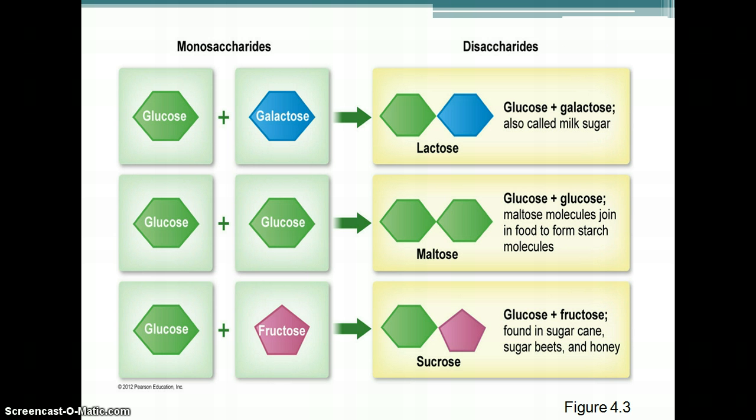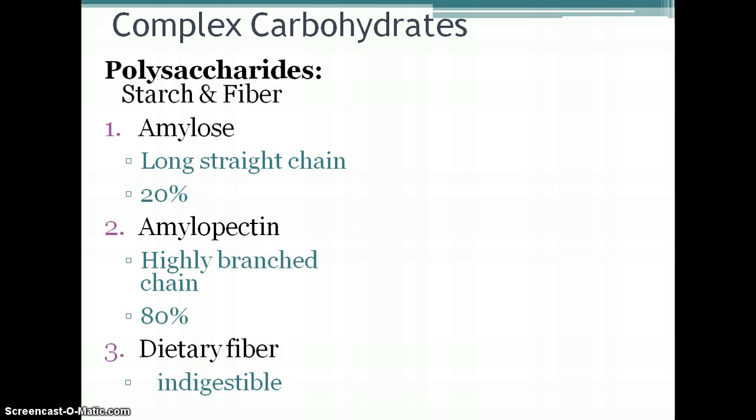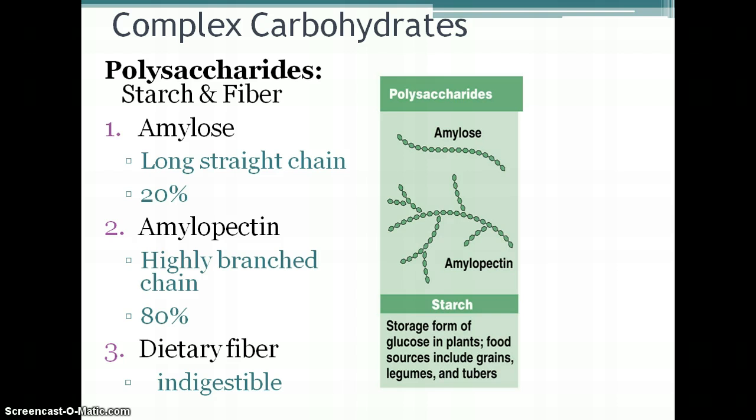So once again, know the individual monosaccharides which comprise each disaccharide. Glucose plus galactose equaling lactose, glucose and glucose equaling maltose, and lastly glucose plus fructose making sucrose. Let's move on and talk about complex carbohydrates. And complex carbohydrates are subcategorized as polysaccharides, meaning they are many sugar molecules.